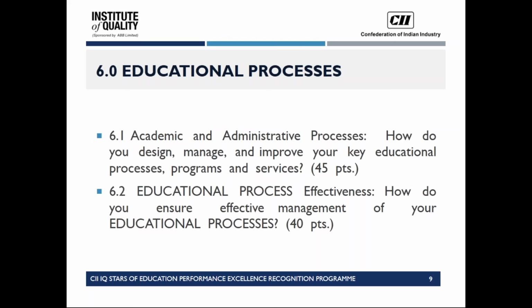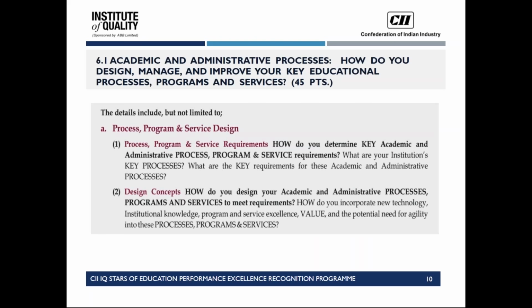And the figures that you see mentioned as 45 points and 40 points is the scoring that has been allotted to each of these sub-criteria, which is totaling to around 85 points for the educational processes. And these points are the ones that will be used for scoring, which we will discuss in the later part of the presentation. Now let us delve a little bit deeper into the sub-criteria.